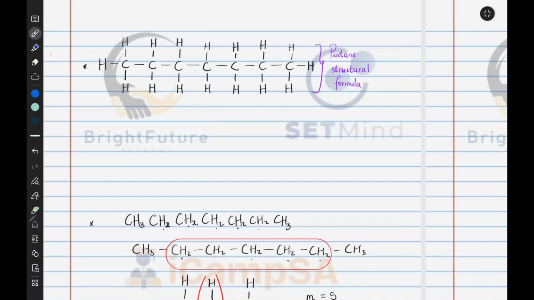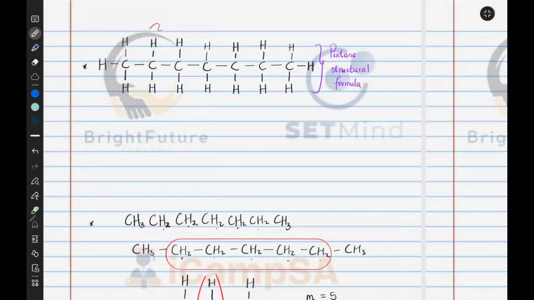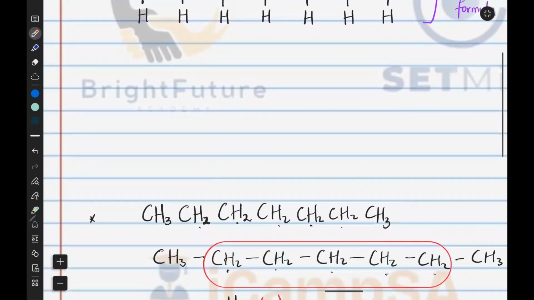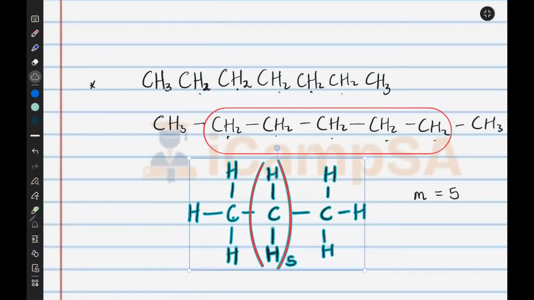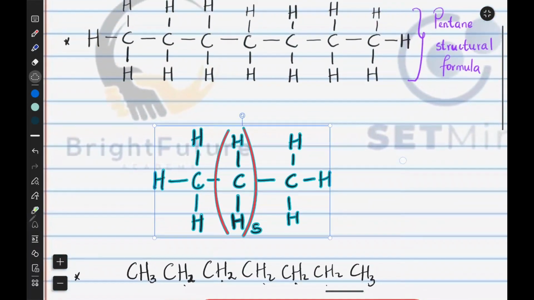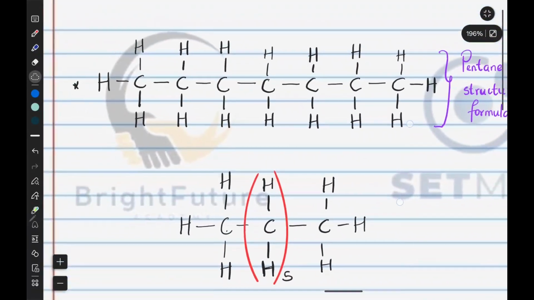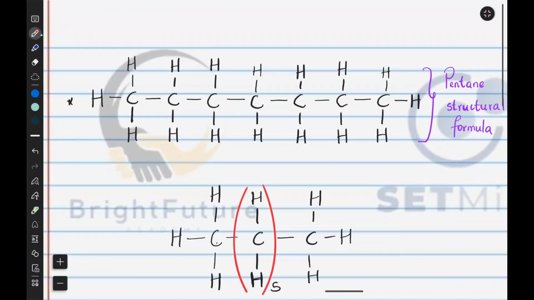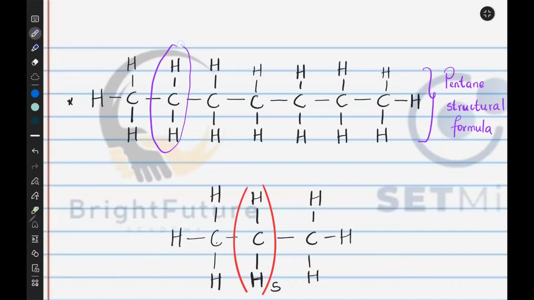So we are saying, right, so that CH, or this particular part, it keeps getting repeated over and over for about 5 times.